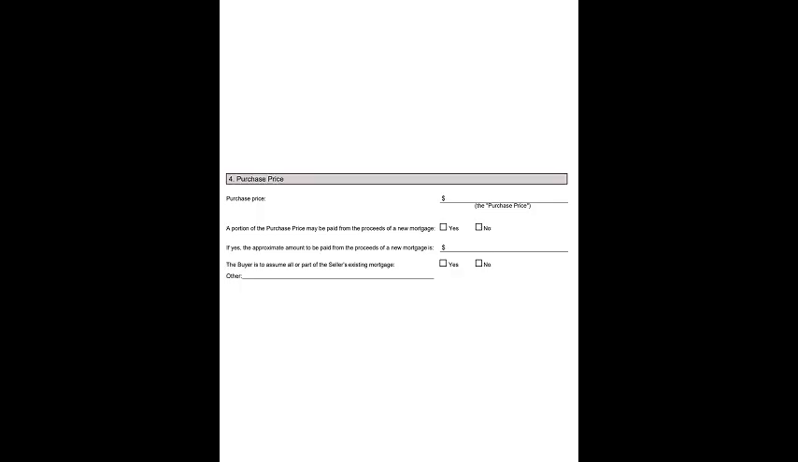Here in part 1, we write down the total purchase price that the buyer is offering. We'll also indicate how the purchase is being financed, whether that be through the buyer's own funds, a new mortgage, or sometimes by assuming the seller's existing mortgage.